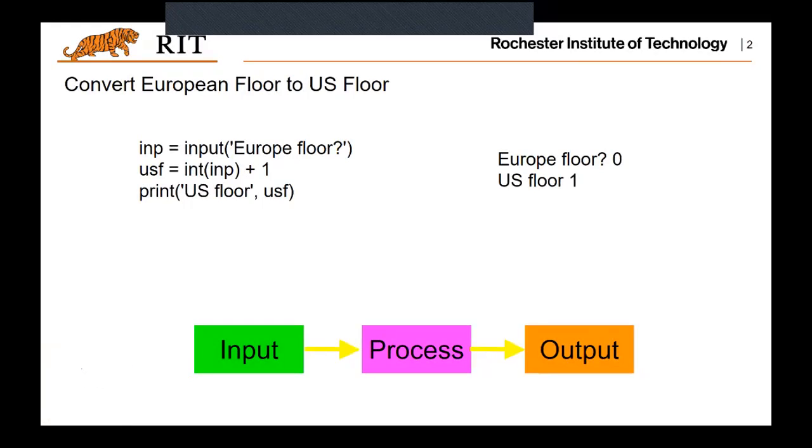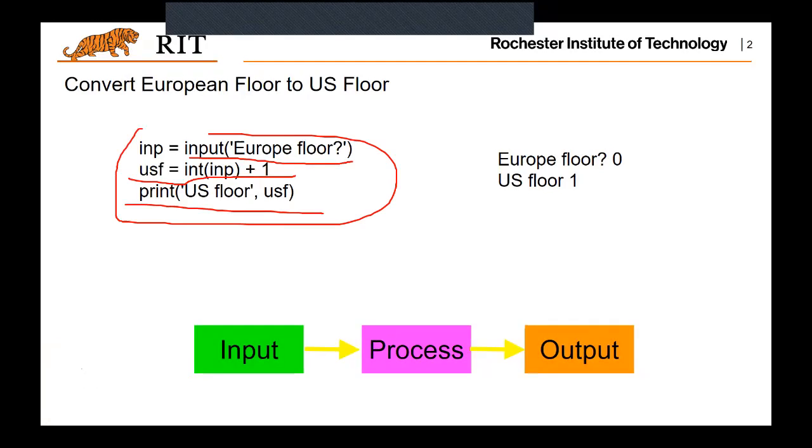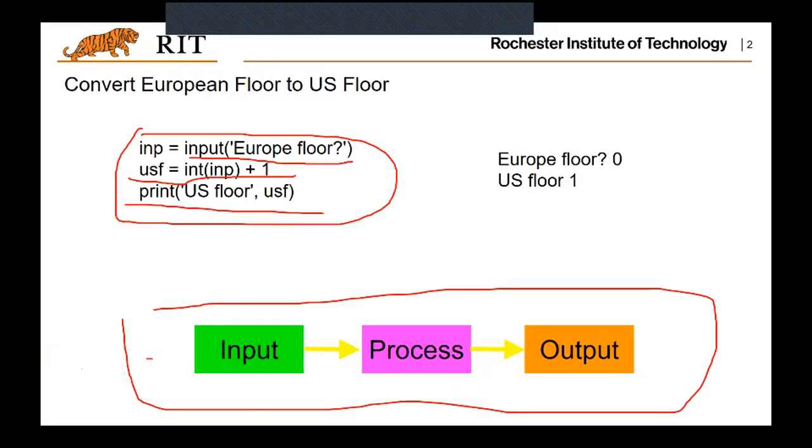First, you can use an input function and ask the user to input a floor, which is a Europe one, right? And then some calculation will be done, and the US floor will be computed. If you look at this piece of code, a very simple one, it basically follows this flow. You have an input, right? And you have some process with the input. And the output will be obtained through the process, and then you output it.